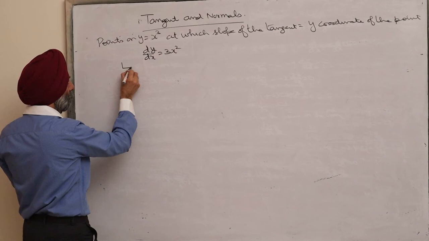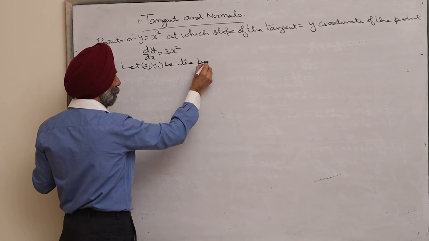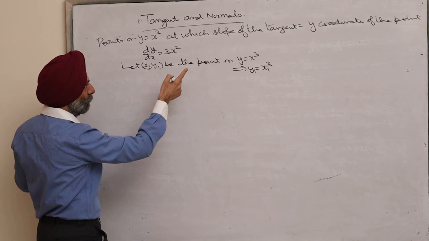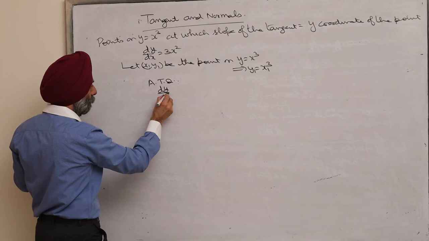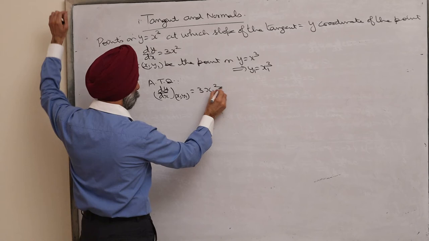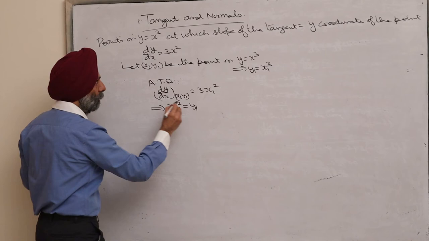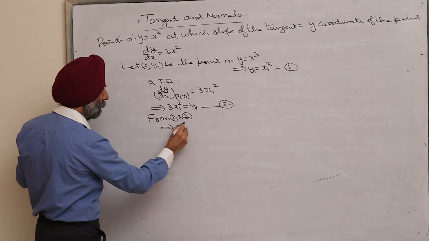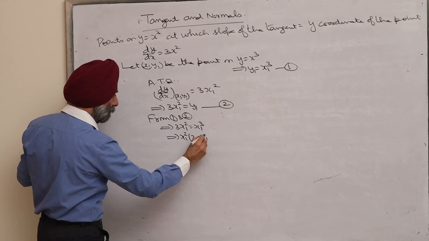Now let x1, y1 be the point on the curve y is equal to x cube. So this implies y1 is equal to x1 cube. Now according to the question, dy over dx at x1 y1 is equal to 3x1 square. So this implies 3x1 square is equal to y coordinate of the point. Now from first and second implies 3x1 square is equal to x1 cube, implies x1 square into 3 minus x1 is equal to 0. So this implies x1 is equal to 0 or x1 is equal to 3 here.